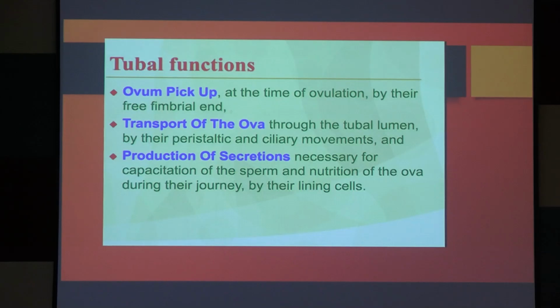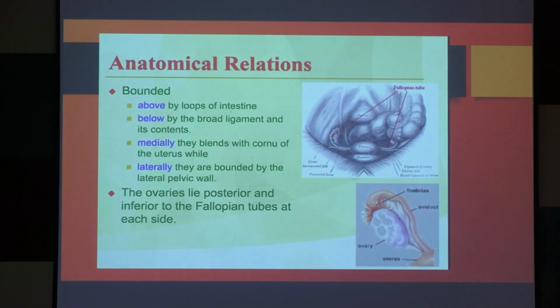Now the tubal function. The ovum is picked up by the fimbria ovarica, the longest fimbria. How is the transport of the ova done? Through the tubal lumen by peristaltic movement and ciliary action. The tube is lined by ciliated columnar cells, which provide ciliary action and produce secretions necessary for capacitation of the sperm and nutrition of the ova during their journey. So there are some secretions from the tubal glands. That is very important.